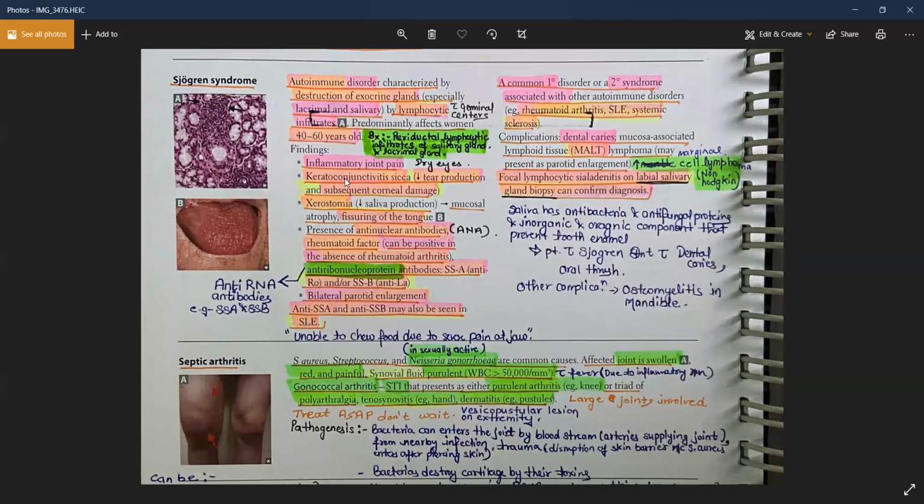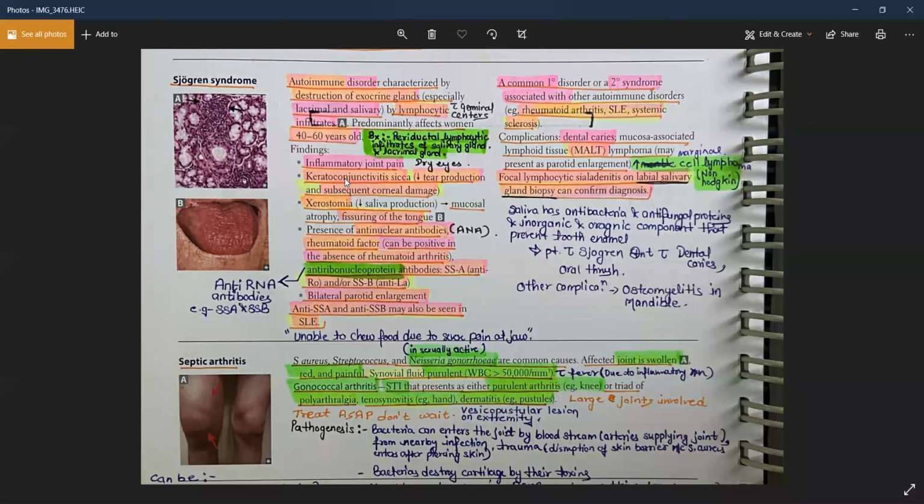Okay, then comes Sjogren syndrome. For Sjogren syndrome, you need to know that it is also an autoimmune condition in which you have a destruction of the exocrine glands, especially the salivary glands and the lacrimal glands. Lacrimal glands produce tears, and salivary glands produce saliva. You're having a destruction of these glands, and especially the ducts of these glands.